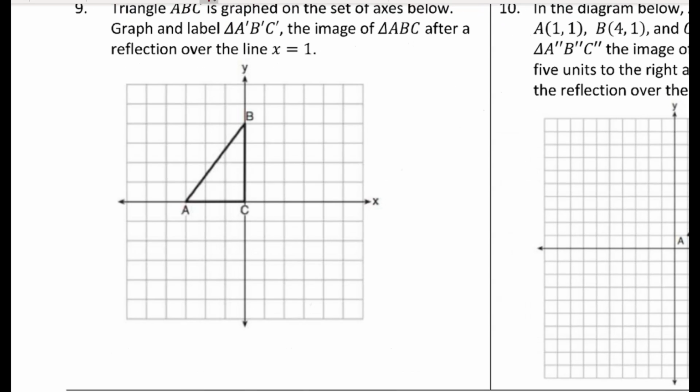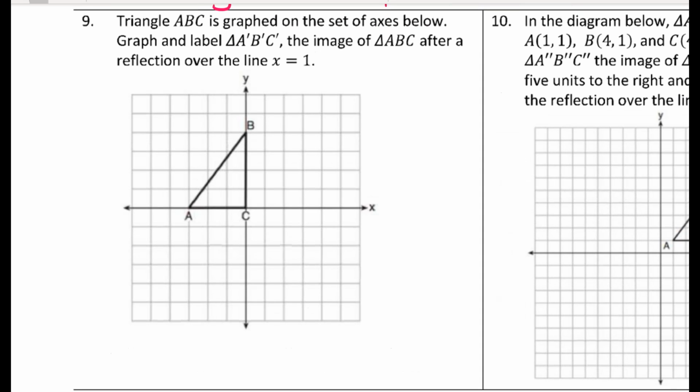For number 9, triangle ABC is graphed on the set of axes below. Graph and label triangle A'B'C' after it's reflected over the line x equals 1. That's just a vertical line where all of the x values are 1. So here you could just count. B is 1 unit away from the line, so B' would be 1 unit away. C is 1 unit away as well, so C' would be 1 unit away. And A is 1, 2, 3, 4 units away, so if I count again, 1, 2, 3, 4, A' will end up right there.